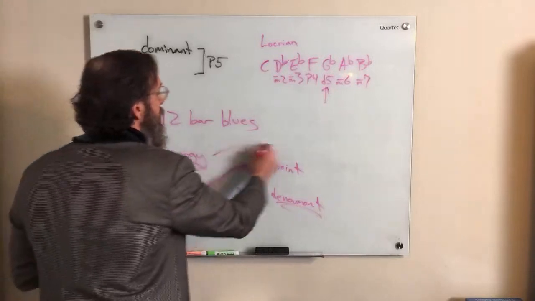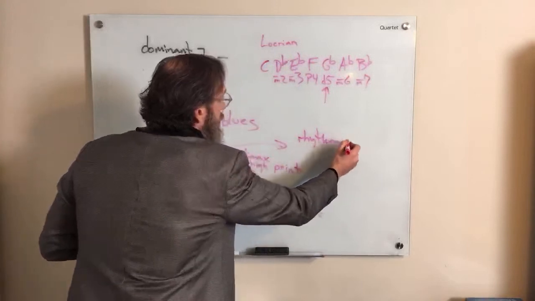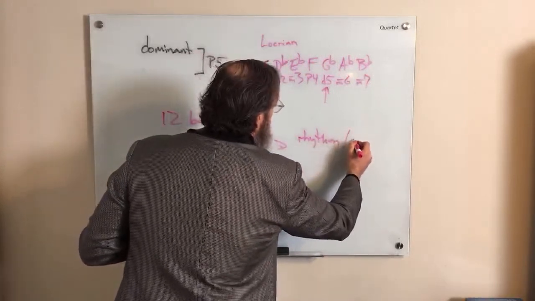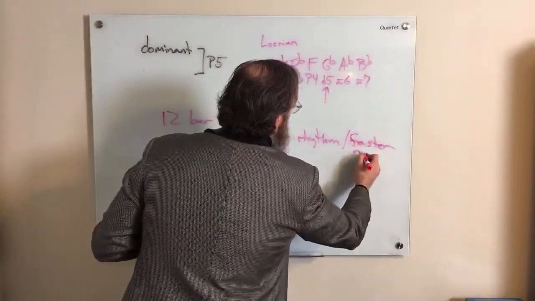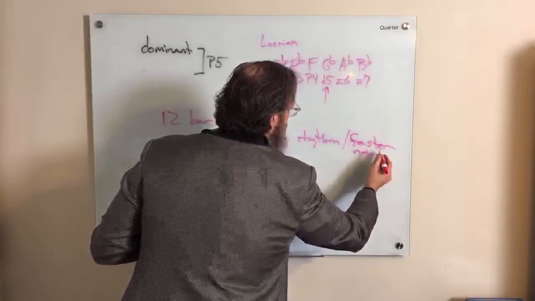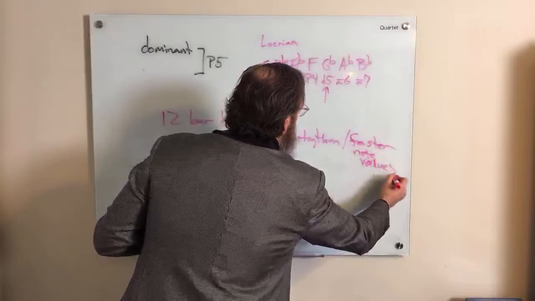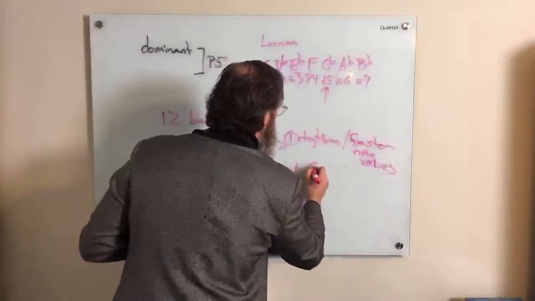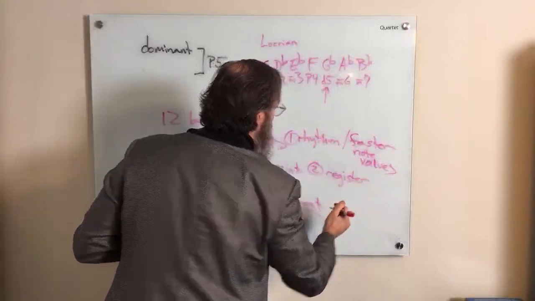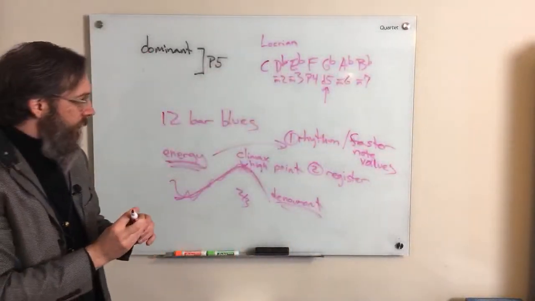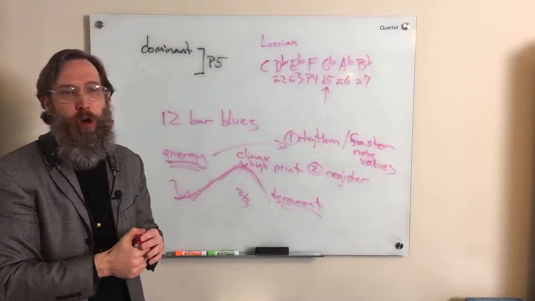And how do you develop energy? You're doing it by rhythm and the density of notes. The faster note values will give you more energy. So start off playing quarter notes and end up playing sixteenths. That'll do it. So one is that, and then two is the register. So start playing low on your instrument and end up playing high. Those are the basic things that go into developing a structure to your solo.